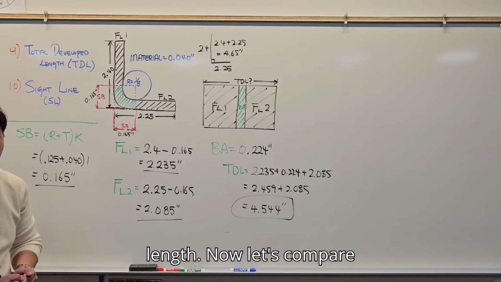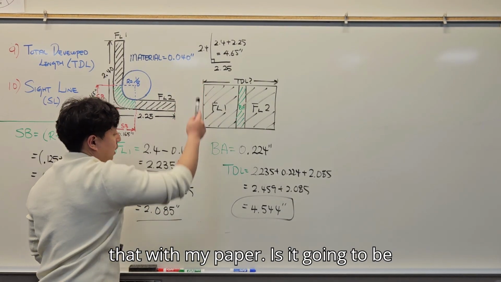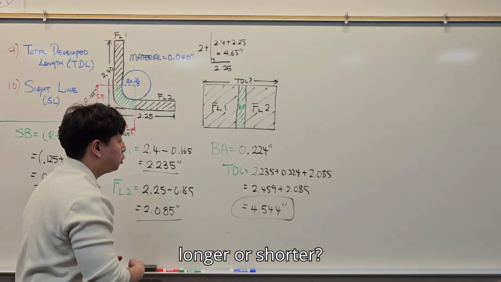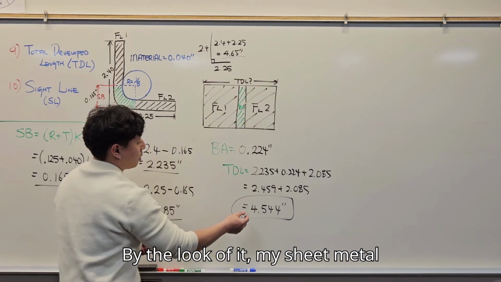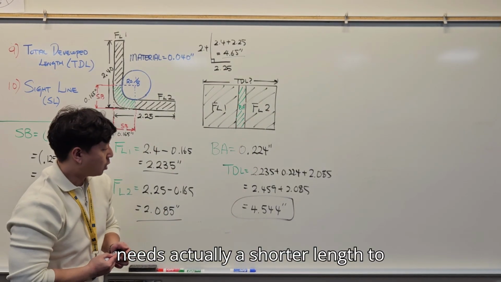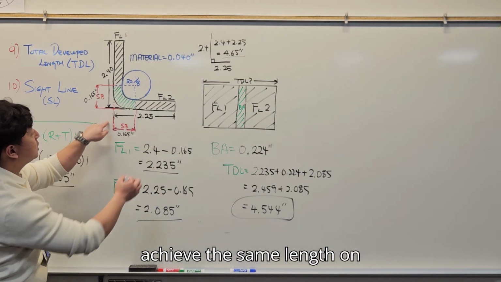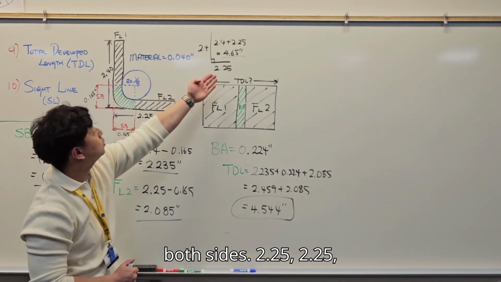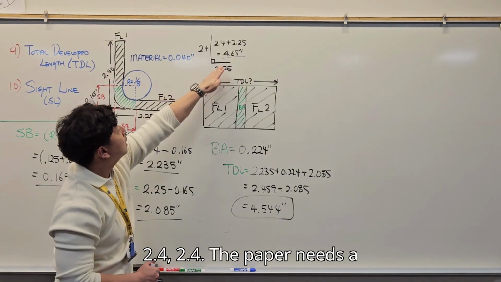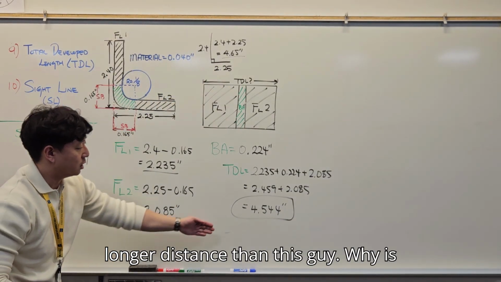Now let's compare that with my paper. Is it going to be longer or shorter? By the look of it, my sheet metal needs a shorter length to achieve the same length on both sides: 2.25, 2.25, 2.4, 2.4. The paper needs a longer distance than this guy.